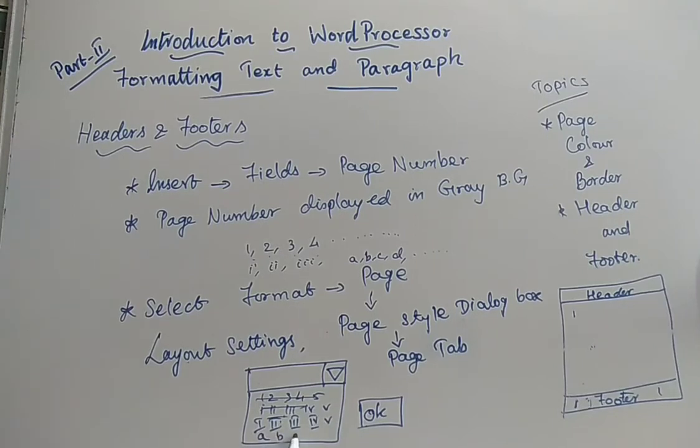Otherwise A, B, C, D. Otherwise you will be having none. Whatever else you are willing to select, you can select that one and click OK. Automatically that will be displayed on the page. It will be displayed continuously for you, for however many pages you are going to have.